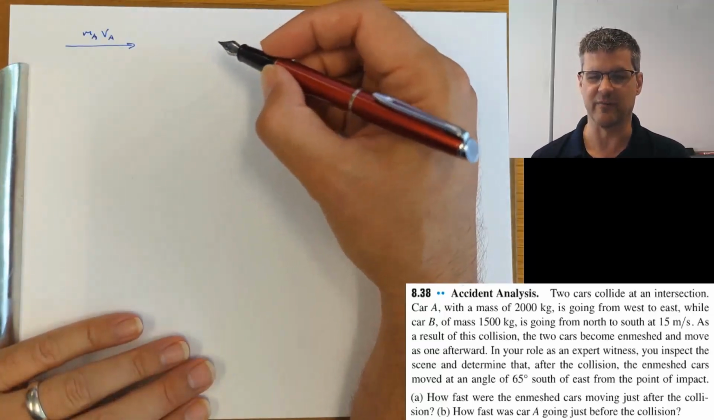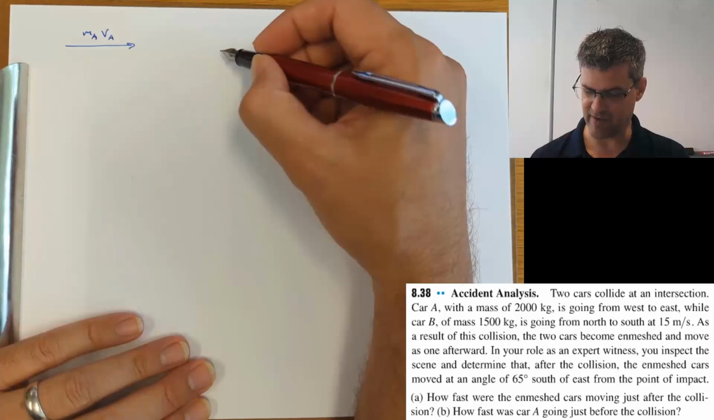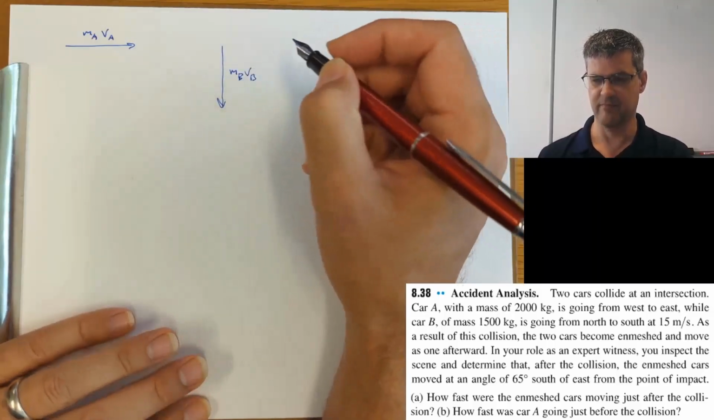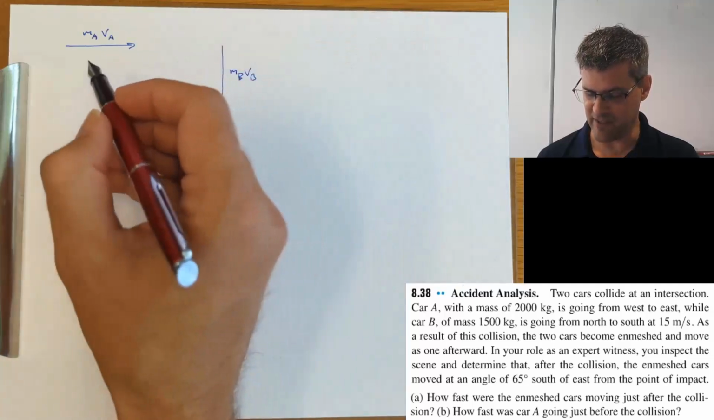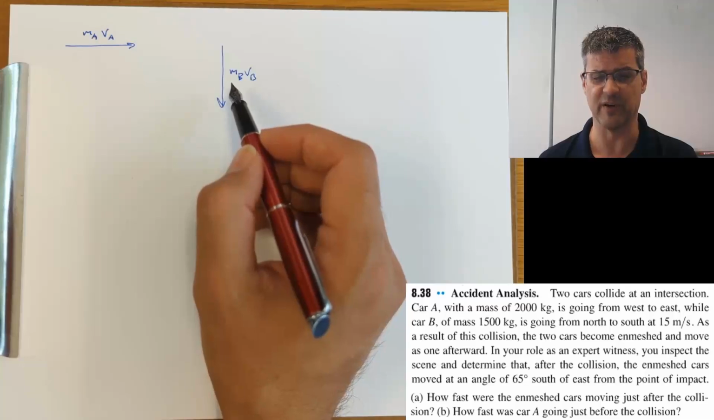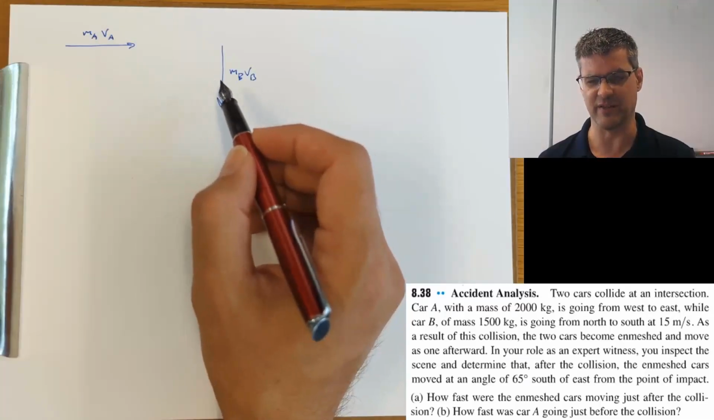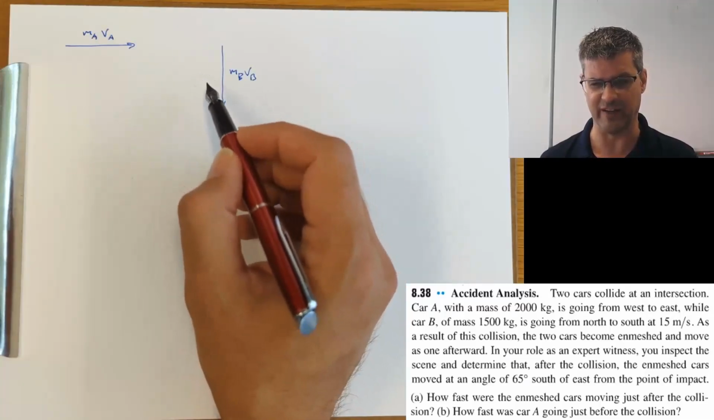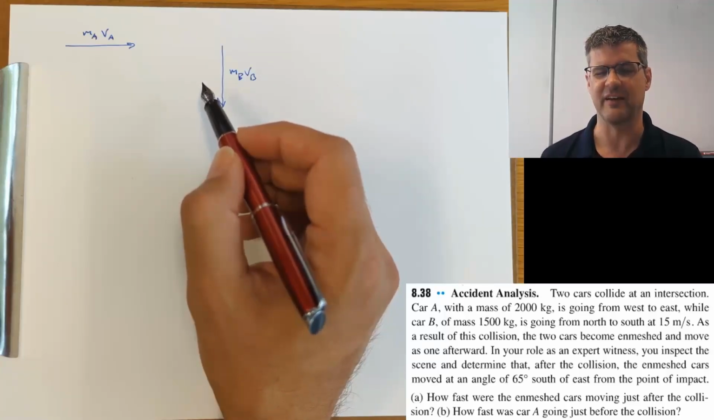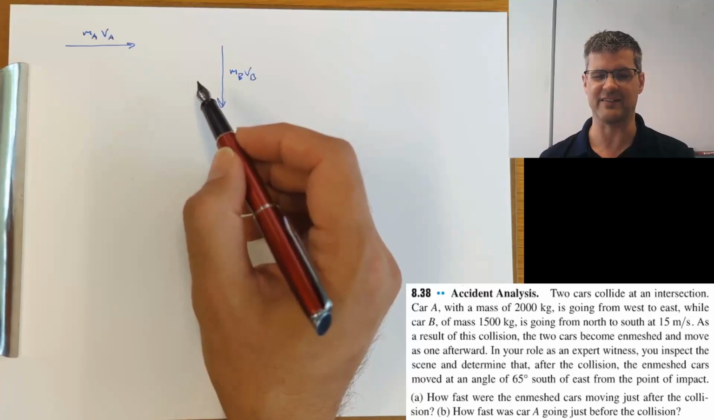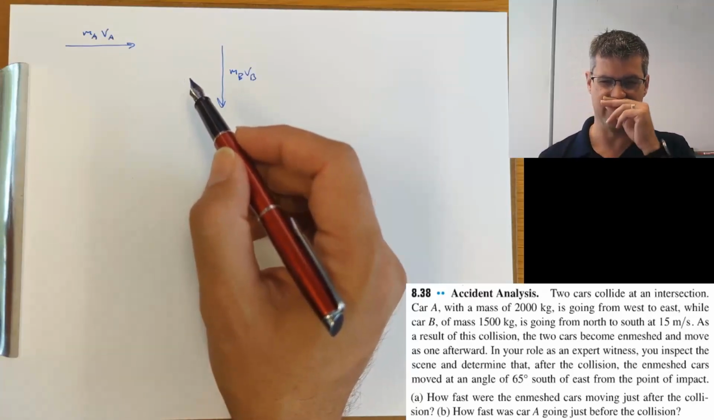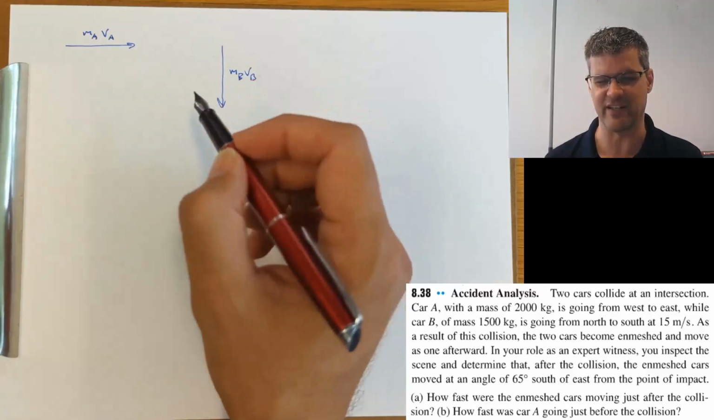Similarly, we've got car B going from north to south, like so. Now these are both momenta that we have before the collision, but we're told in the problem that at this collision the two cars become linked together, become one new final mass, and my role as an expert witness is to determine how fast these things were going. So how fast was car A going before the collision? How fast were the enmeshed cars moving just after the collision?